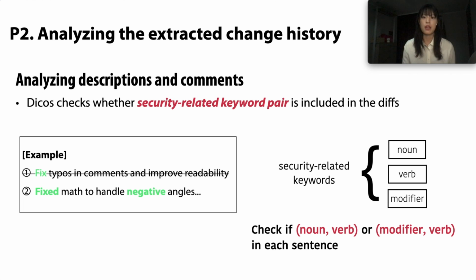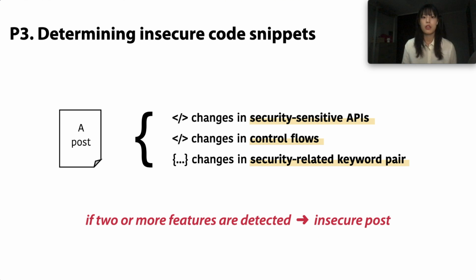In analyzing descriptions and comments, Dicos uses F2 feature. To avoid detecting non-security changes like example 1, Dicos checks whether each sentence contains keyword pairs. In our paper, Dicos considered a set of nouns and verbs or a set of modifiers and verbs as keyword pairs. Like example 2, if there is a keyword pair in the diffs, Dicos detects the post. Thus, Dicos collects each feature from the post and determines that the post with 2 or more features is insecure in phase 3.